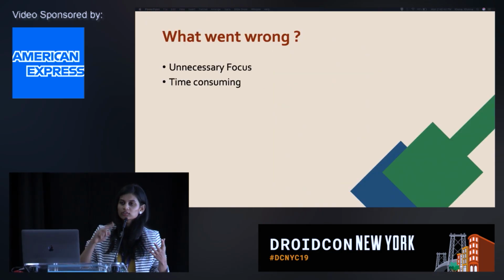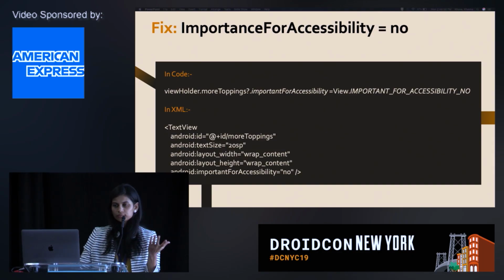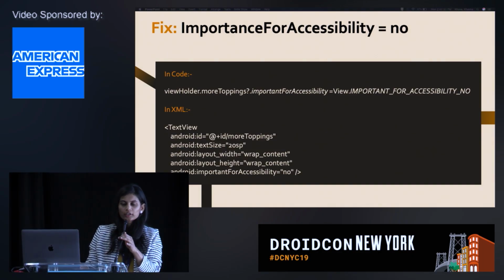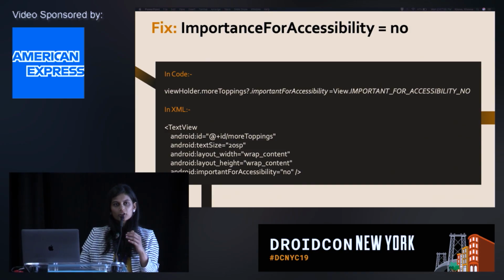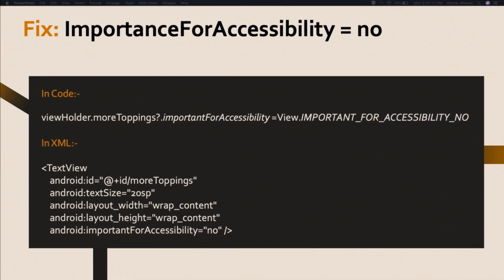But you can see that this would be time consuming, right? For users who have to go through, say, 15 toppings, you would go through the quantities of all 15 toppings. So it was unnecessary focus. For elements that don't need focus, you could easily set importance for accessibility as no. You can set it in your code, and you can also set it in your XML. Of course, when you want something to be focused, if you have set that thing as no, you should set importance for accessibility as yes, or else it would not be read out.